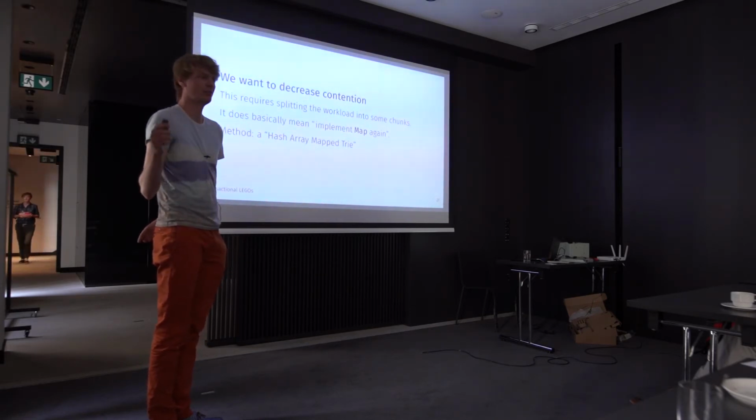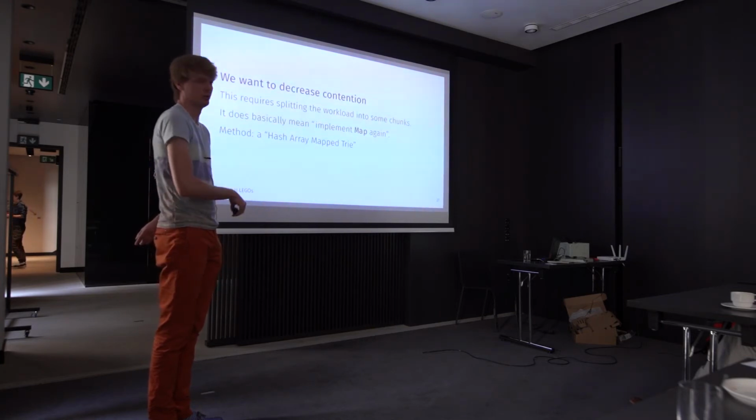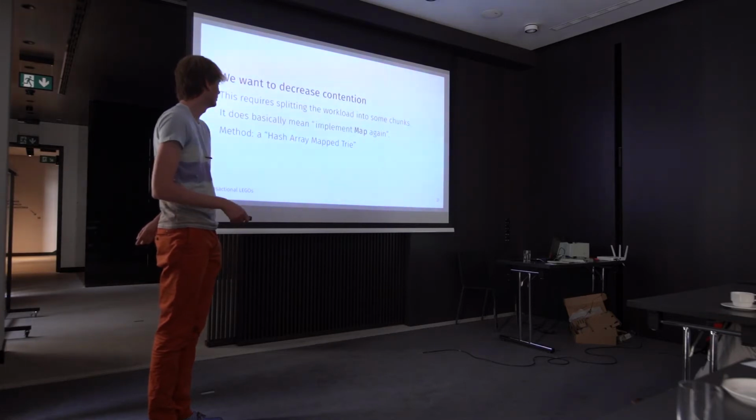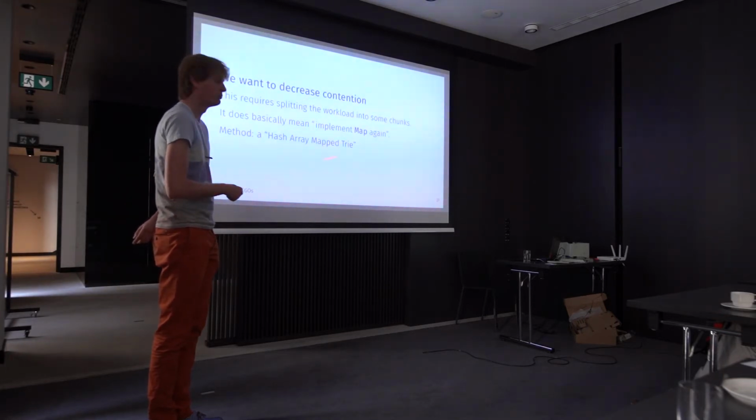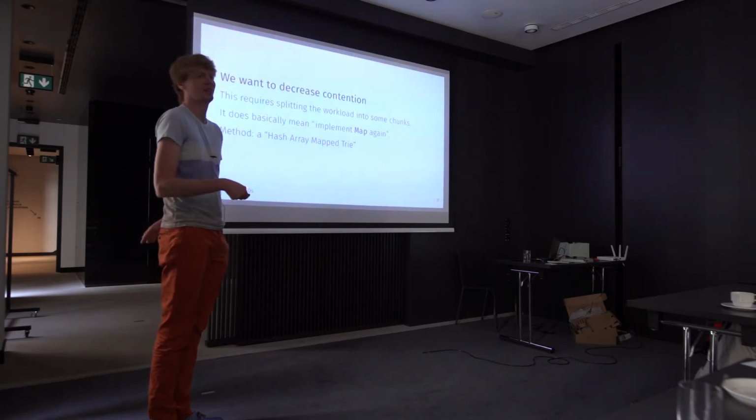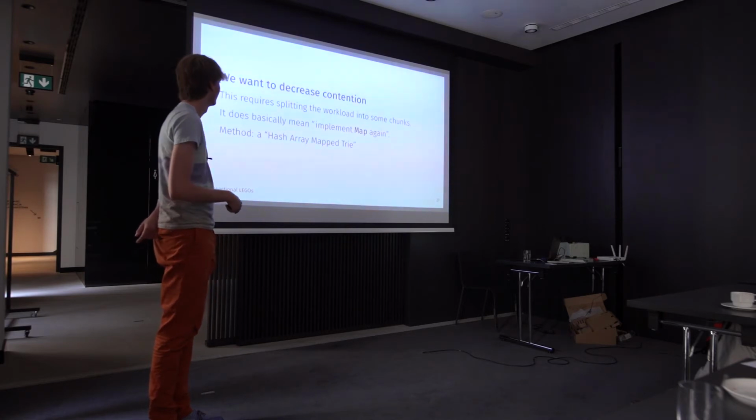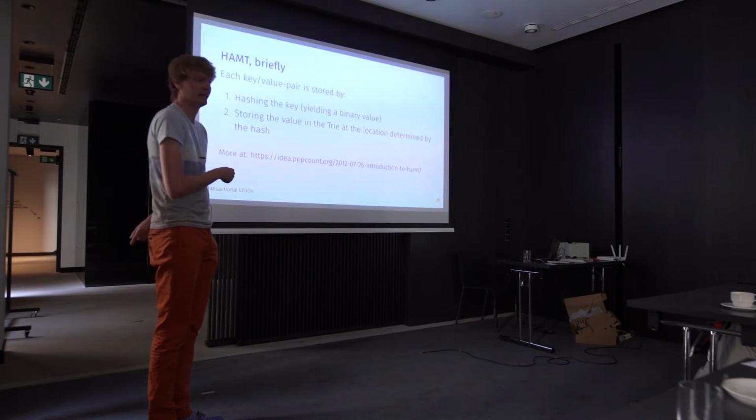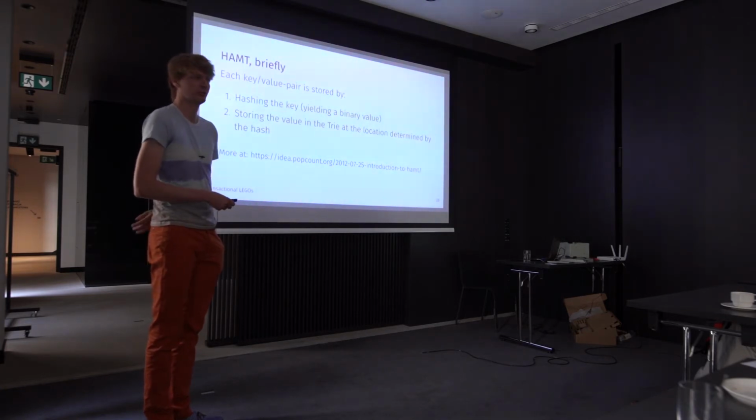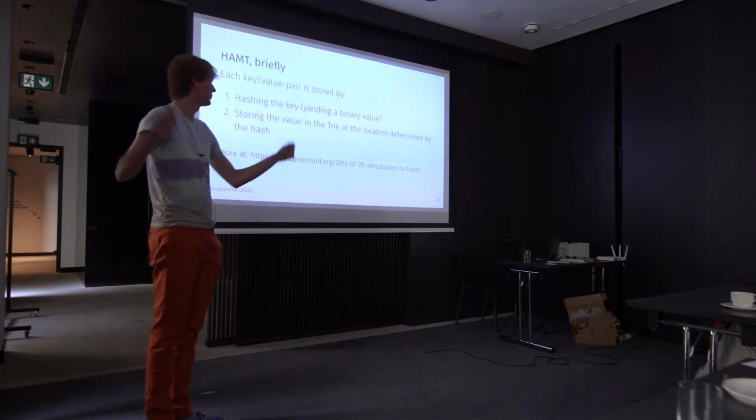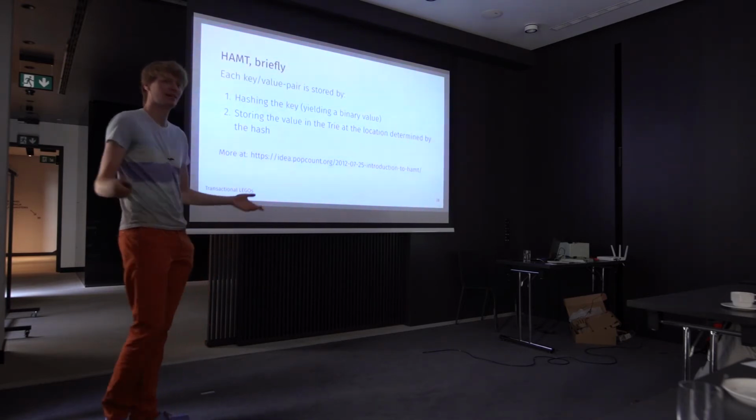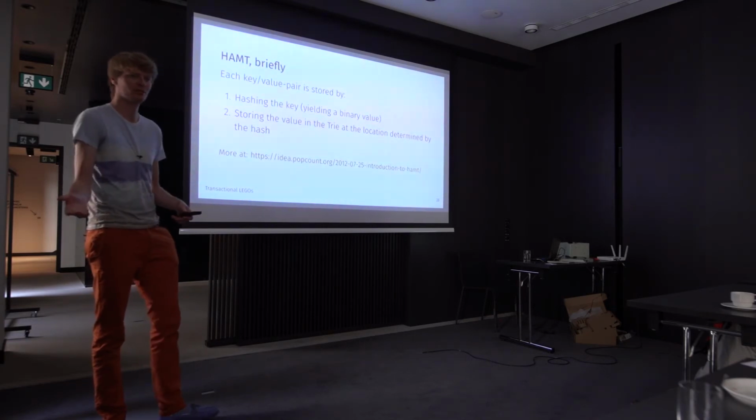And I'm gonna give you the gist. I'm not gonna give you the code, because the code is very big. So this is a bunch of words, right? But the basic idea is this. You hash each key, and it yields a binary value. So you have a big binary string. And then you store the value in the tree at the location determined by the hash. But I can imagine that's not very helpful if you don't know what a tree is.